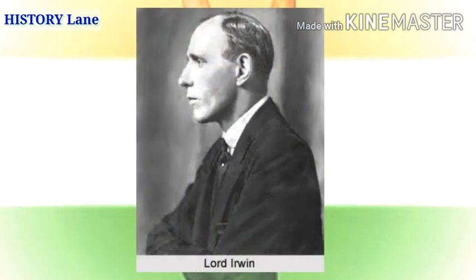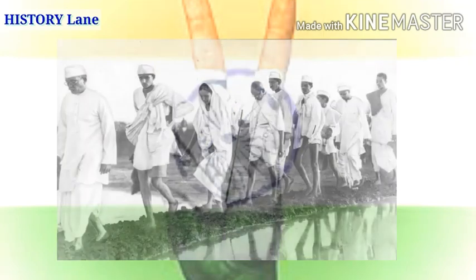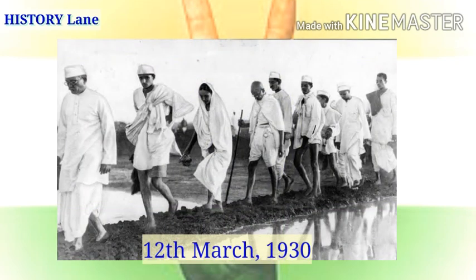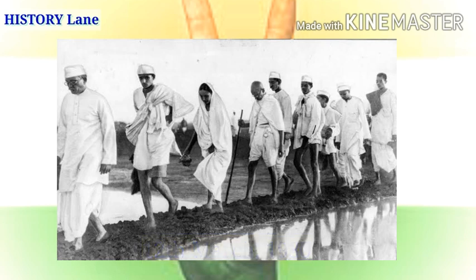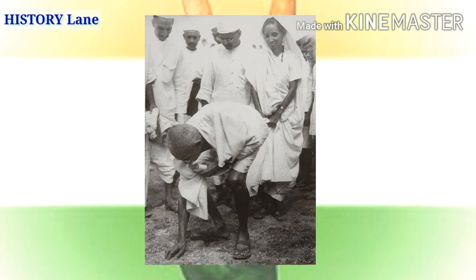Lord Irwin refused to give in to the demands of Gandhi. So Mahatma Gandhi started his civil disobedience movement with his famous Salt March. On 12th March 1930, Mahatma Gandhi, along with 78 of his supporters, set out from his Sabarmati Ashram in Gujarat. They covered a distance of 240 miles in 24 days before they reached the coastal town of Dandi on 6th April 1930. Mahatma Gandhi eventually broke the salt law by making salt from the seawater.